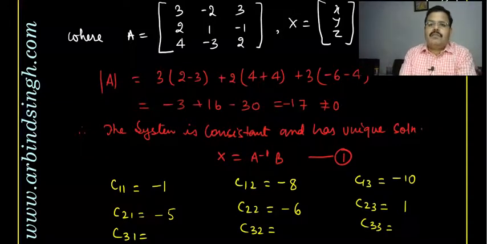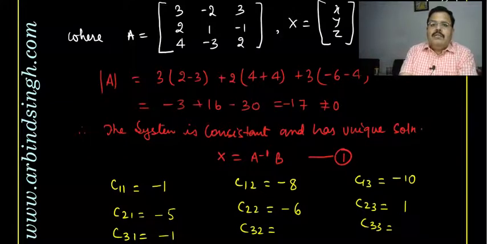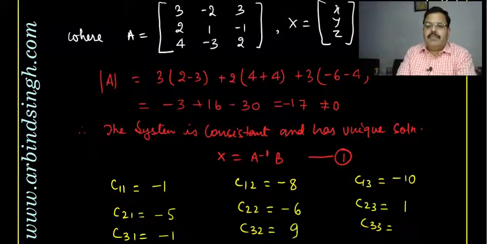Third row, first column, this cancels and this cancels. So it will be 2 minus 3, that is minus 1. Right? 2 minus 3, minus 1. And this cancels, that is minus 3 minus 6, minus 9. But the sign will change here, so it will be plus 9. And now this cancels, that will be 3 into 1, 3 minus minus, plus 4. So 3 plus 4 is 7.